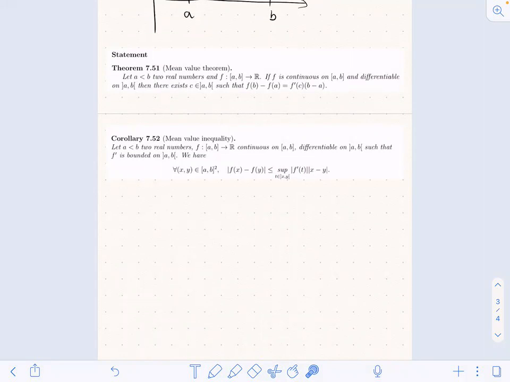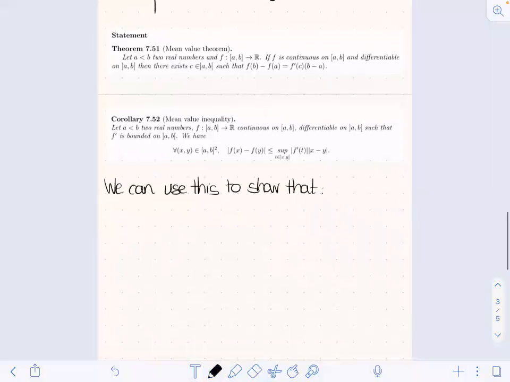In fact, that's something that we're going to do quite a bit with the mean value inequality. So we can use this to show that the following holds. We're going to show that for any x that's positive, the logarithm of 1 plus 1 over x is smaller than 1 over x.